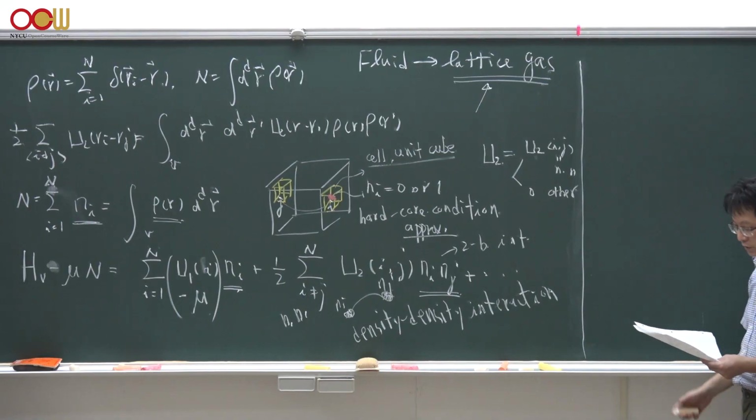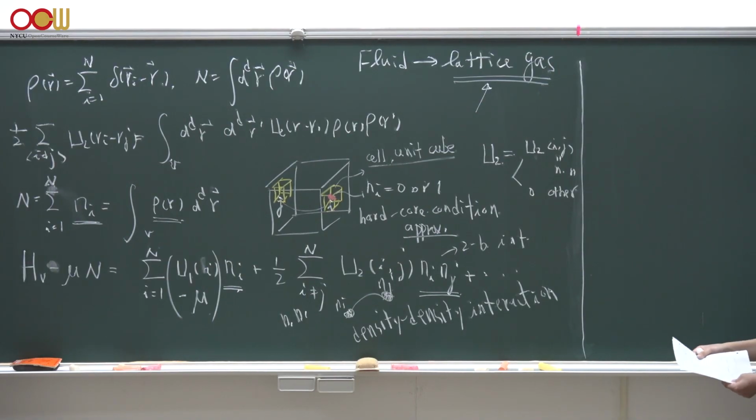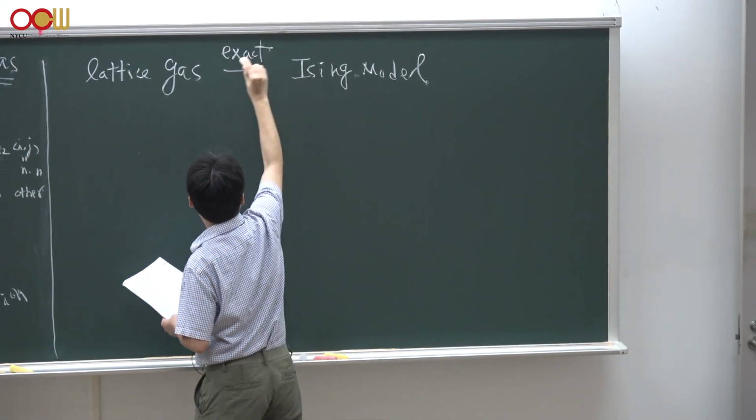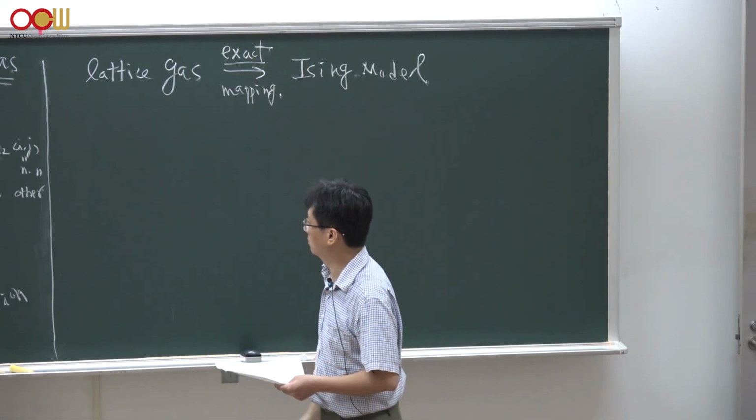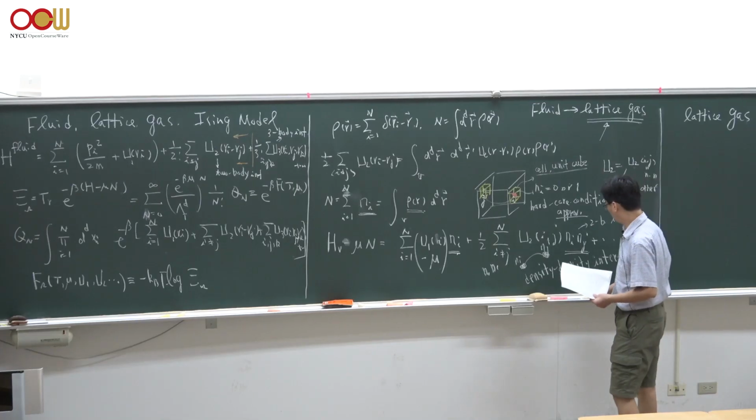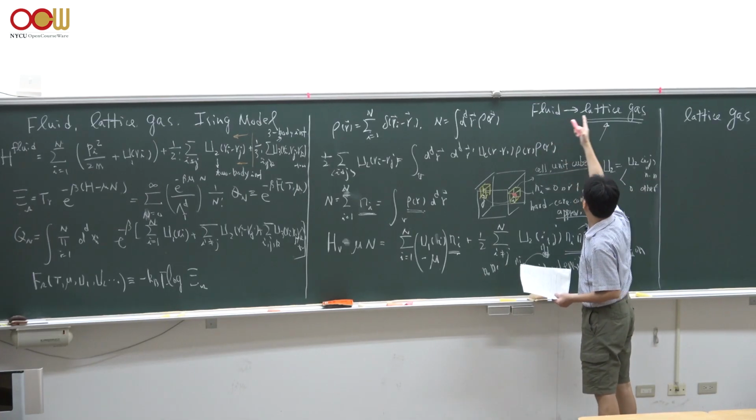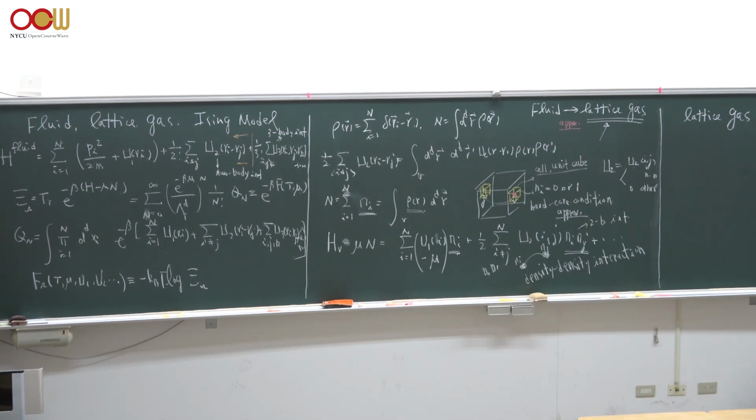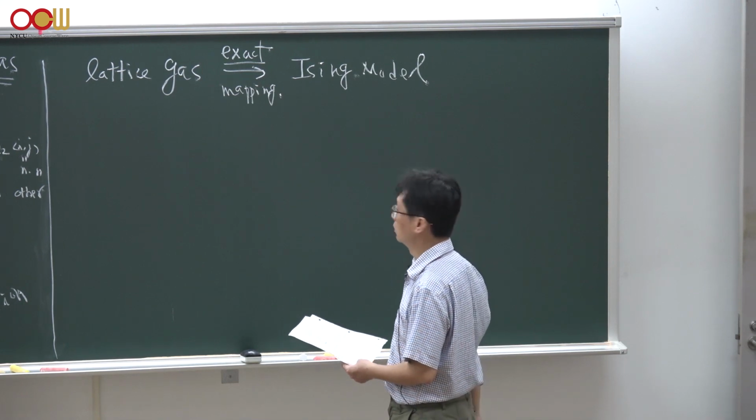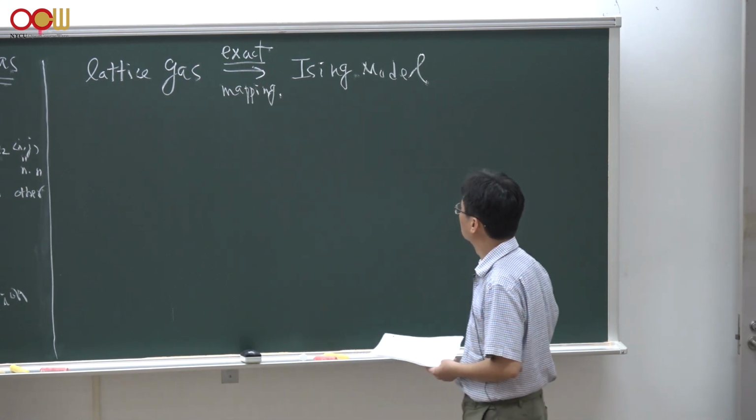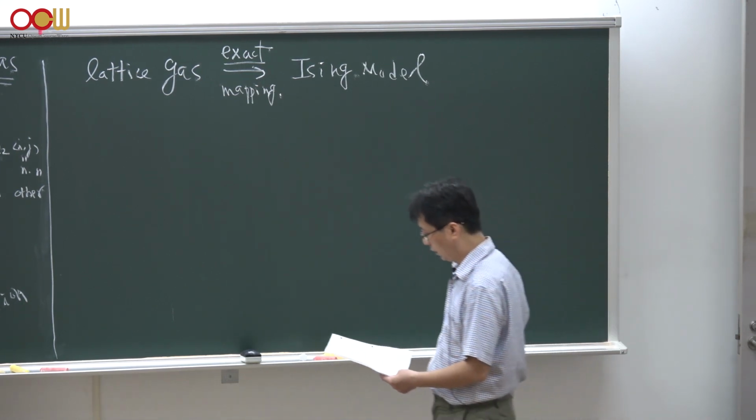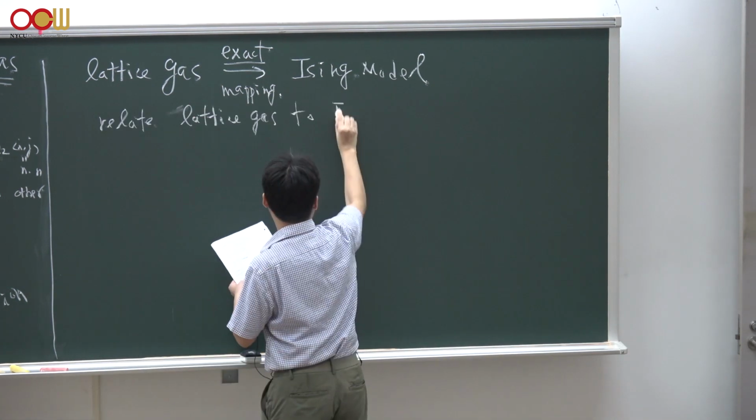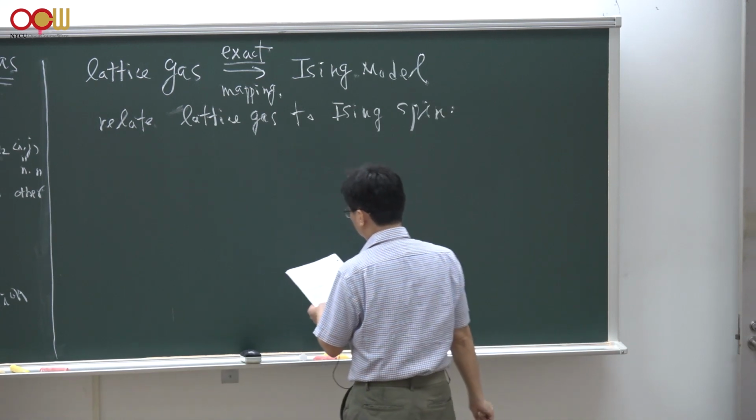So now we are in a position to map this lattice gas model to an Ising model. And this mapping is an exact mapping, as we'll see in just a moment. We know that the first step, from the fluid to the lattice gas, we took some approximations. So how are we going to map this lattice gas Hamiltonian to the Ising model of the spins? Let's relate the lattice gas to the Ising spin with the following identifications.